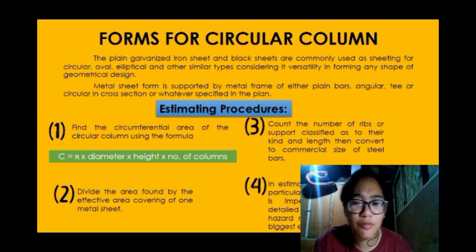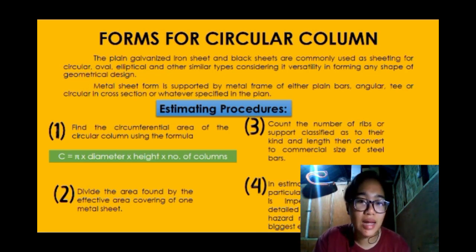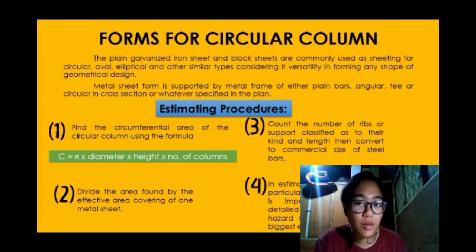So, si metal sheet form, it is supported by metal frame or either plain bars, angular, T, or circular cross-section or whatever is specified in the plan. So, in estimating kung pila ang ato ang magamit, so we will also follow 4 steps. So, first is to find the circumferential area of the circular column using the formula C is equal to pi times the diameter times the height times the number of columns.